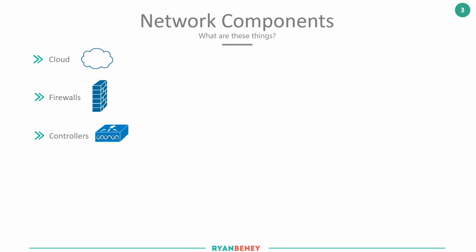And the last networking component are called controllers. And Cisco has mentioned two controllers. They've mentioned the WLC, which is the wireless LAN controller.